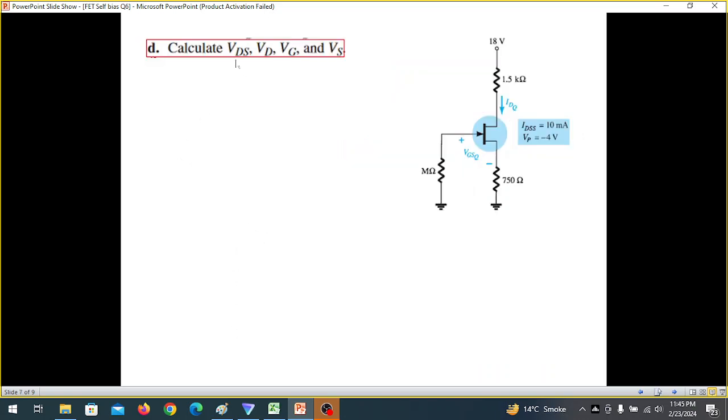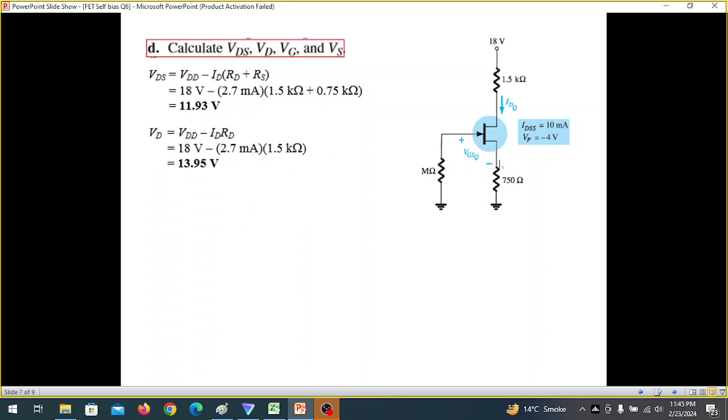Then part D, we have to calculate these 4 parameters. VDS we have calculated in earlier videos as well. It is VDD minus the voltage drop here and the voltage drop here. And so solving, we find 11.93. Remember, for ID we are using the IDQ that we have calculated, which is 2.7 milliampere.